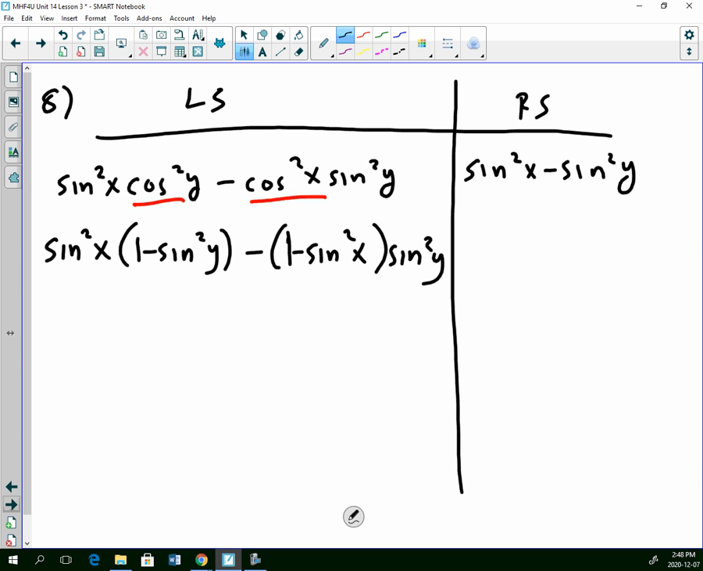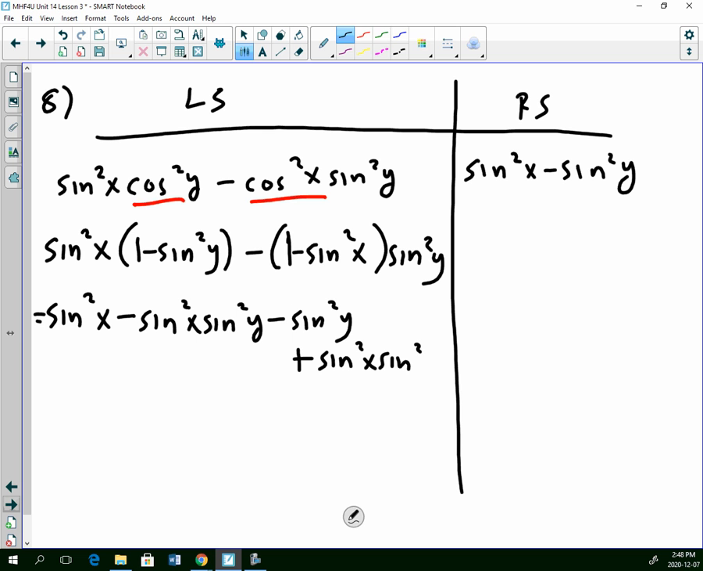And then we will expand brackets. So we have sine squared x times 1 minus sine squared x sine squared y. And then we have minus 1 times sine squared y. And then a negative and a negative is a positive, sine squared x sine squared y. And then these two terms add to 0. And we're left with sine squared x minus sine squared y.